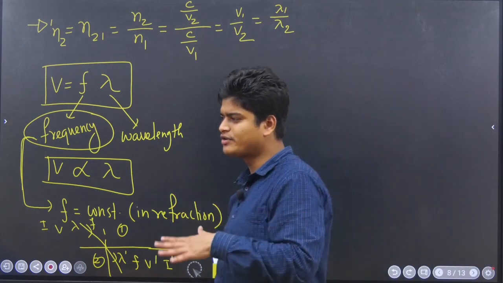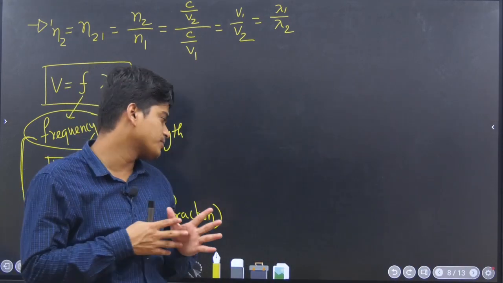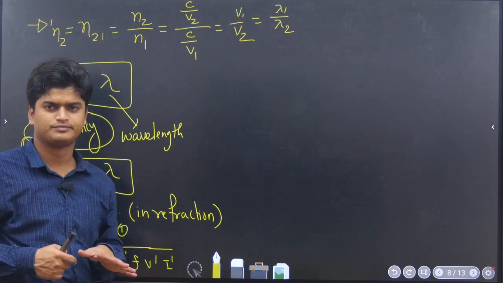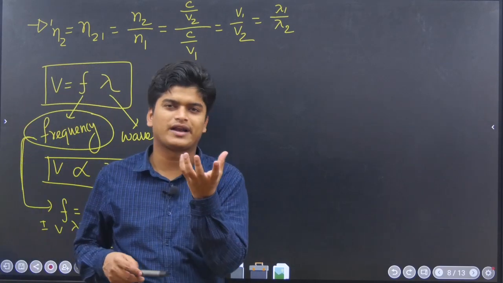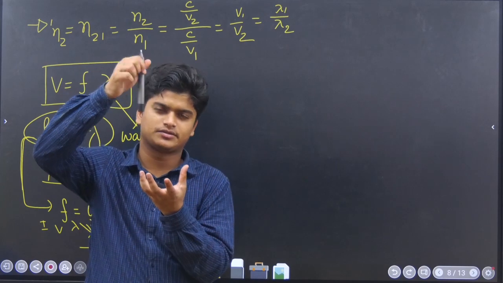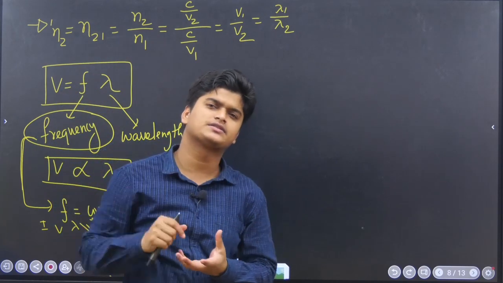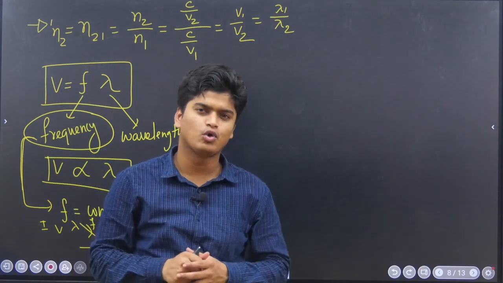Okay. So frequency basically also tells about the characteristics of color. Suppose you take water and put red light. When red light goes inside this water, it will not become blue light, right?